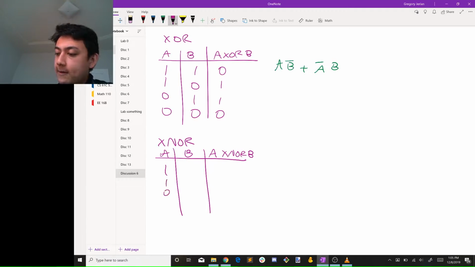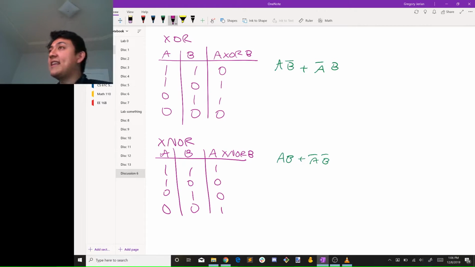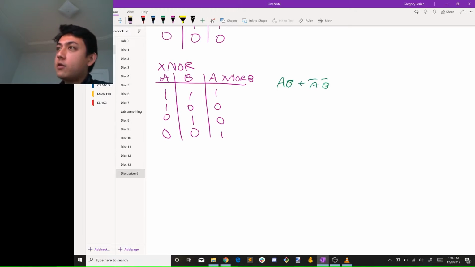So we know that the truth table for this is just the complete opposite of XOR. So it's only 1 if they're the same. And so we can use sum of products to get that A and B, or not A and not B, have to be true for A XNOR B to be true. Okay. Now the last part of this question asks you to create an AND gate using only NAND gates.